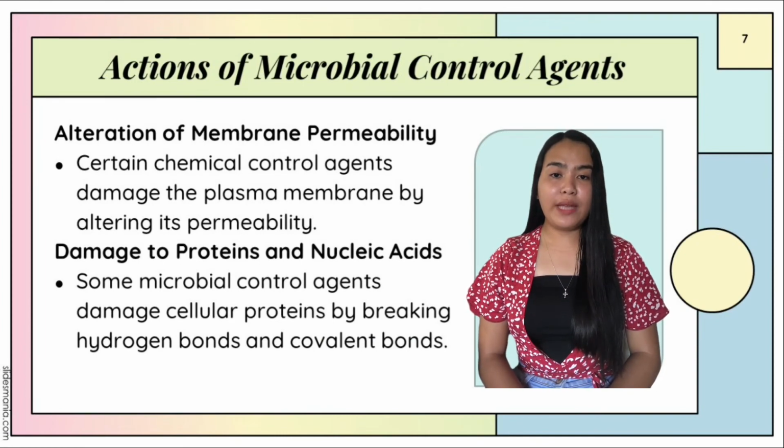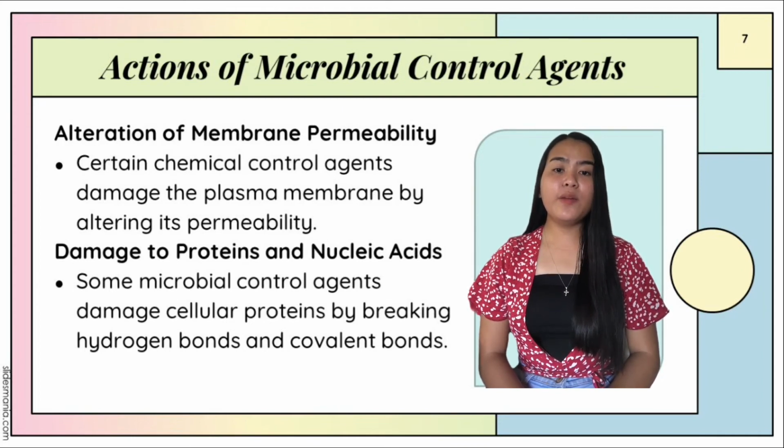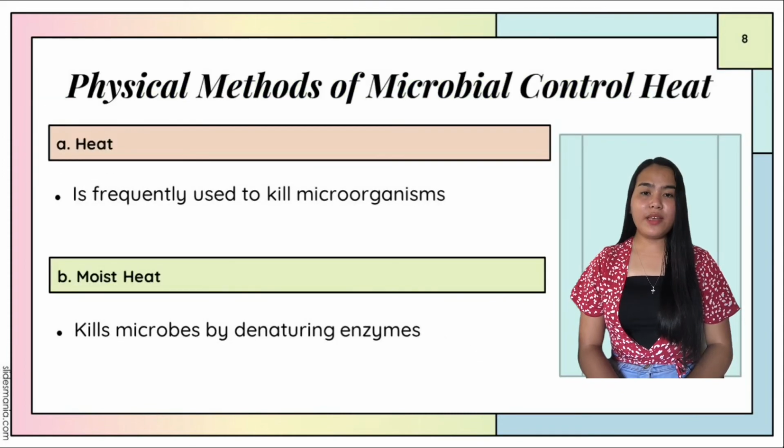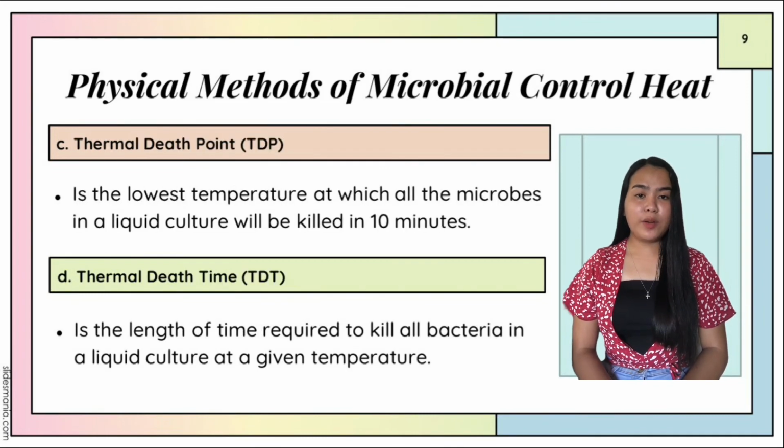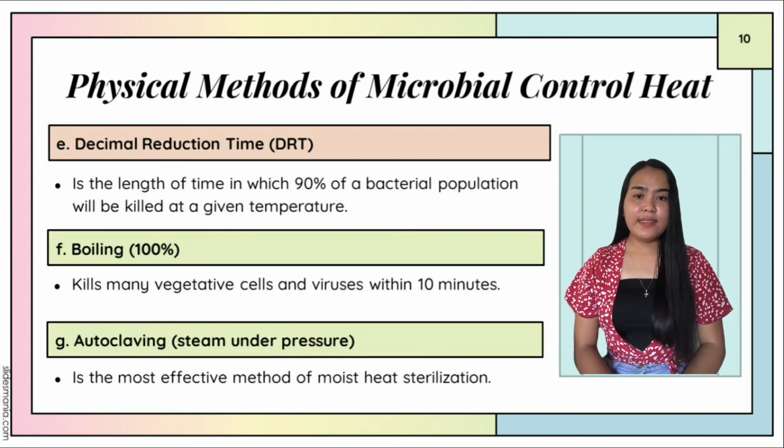Alteration of membrane permeability: certain chemical control agents damage the plasma membrane by altering its permeability, and damage proteins and nucleic acids. Some microbial control agents damage cellular proteins by breaking hydrogen bonds and covalent bonds. Physical methods of microbial control are heat, moist heat, thermal death point or TDP, thermal death time or TDT, decimal reduction time or DRT, boiling at 100 degrees Celsius, and autoclaving or steam under pressure.